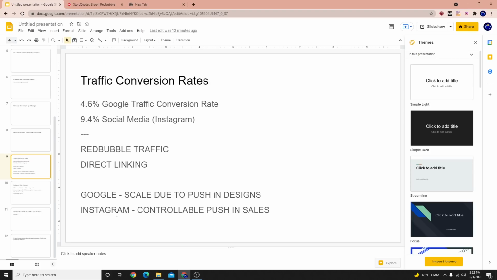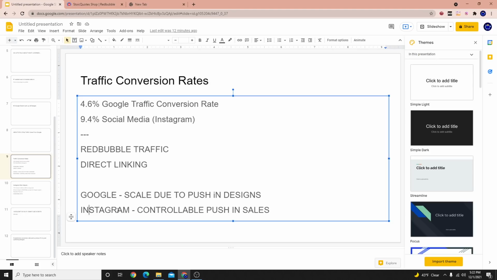The second thing is Instagram. Instagram is not really scalable from the perspective that I was using it. Well, it is scalable, but it's going to take effort to scale, but it's controllable. And when I say controllable, really what I mean is when I set up the Instagram bot to go out there and follow accounts or engage with accounts for me, I'm creating a manual push in sales.